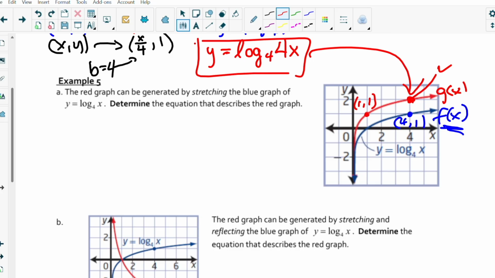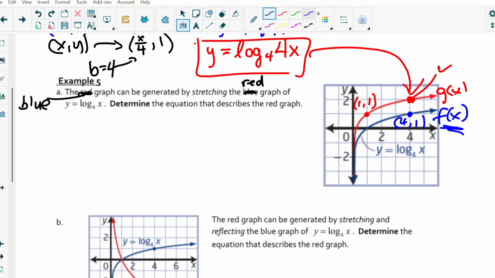Example 5. The red graph can be generated by stretching the blue graph of y equals log base 4 of x. Okay, so this one, I'm sorry about that, that's a typo. This should be the blue graph can be generated by stretching the red graph. So if you think about what we're doing, we're generating the blue graph from the red graph. So we're doing a stretch in reverse compared to example 4.